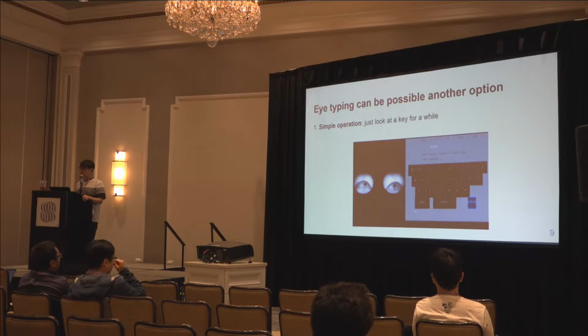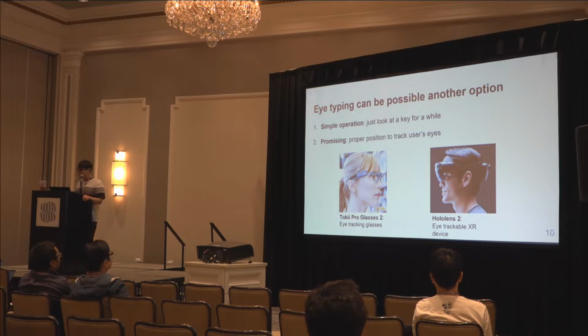A popular eye typing method is the dwelling method. To enter a key with the dwelling method, a user only has to look at the key for a while. It is a simpler operation than unistroke gestures and two-step touch typing methods. Considering the wearing position of the glasses, eye gaze is also a promising input modality for smart glasses. In fact, wearable eye trackers already exist, such as Tobii Pro Glasses 2, and HoloLens 2, a high-fidelity mixed reality device, has been announced to provide an eye gaze input modality.